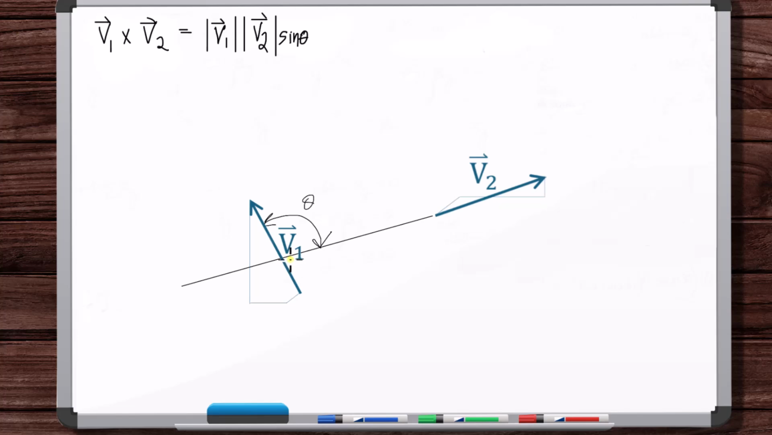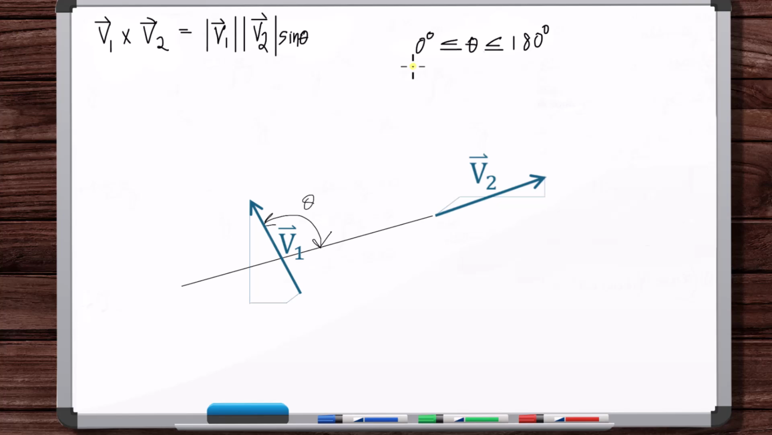The acute angle. So theta is less than or equal to 180 degrees or pi and greater than or equal to 0 degrees. If you went to 181 degrees, well, that would just be 179 degrees then. If you went to -1 degree, that would just be 1 degree.